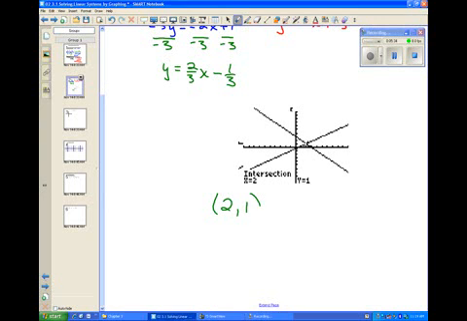(2, 1). Yesterday we did elimination and substitution. Today we're using graphing, and it finds my solution just by plugging it into the calculator, making sure I plug it in correctly. Let's look at another example.